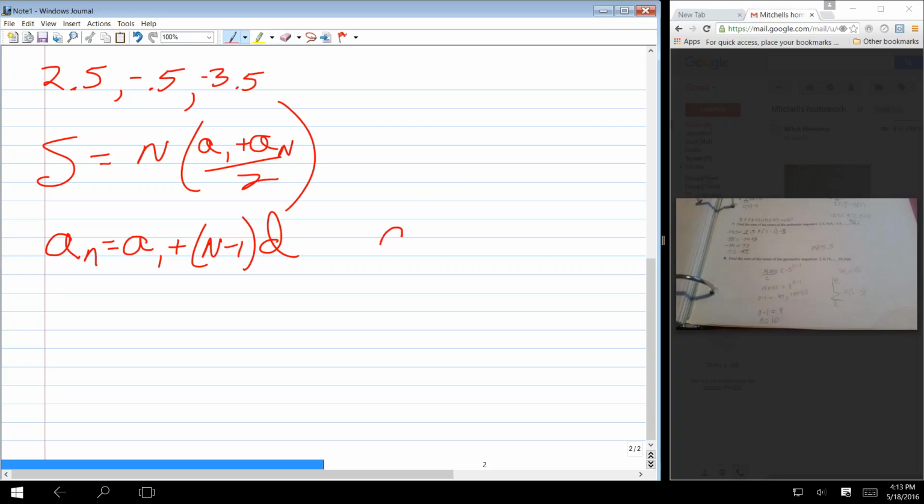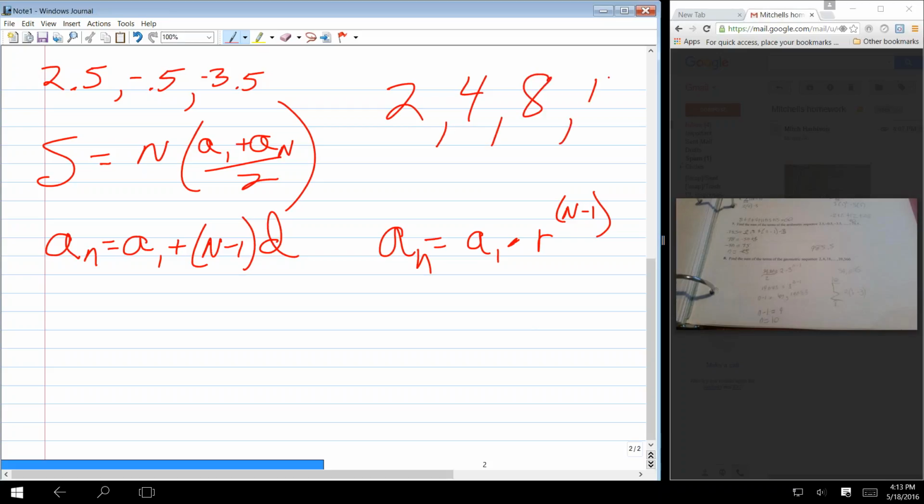Wouldn't it be, for that one, a sub n, would it be a sub 1 times r to the n? Or is it n minus 1? Always n minus 1. Okay? And if you don't remember that, just take a common geometric series like that.